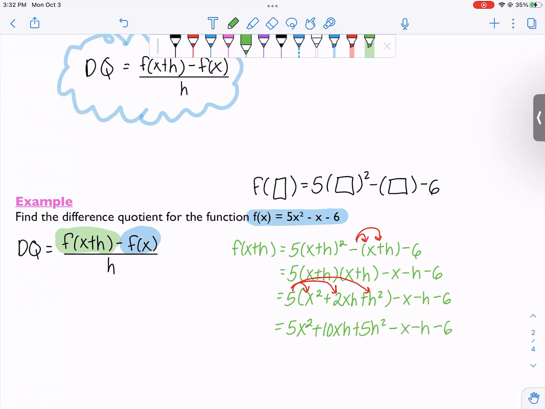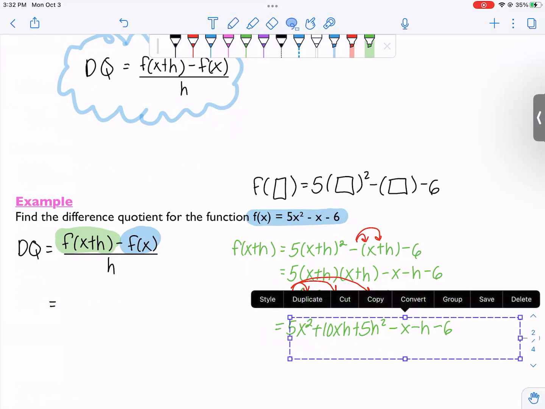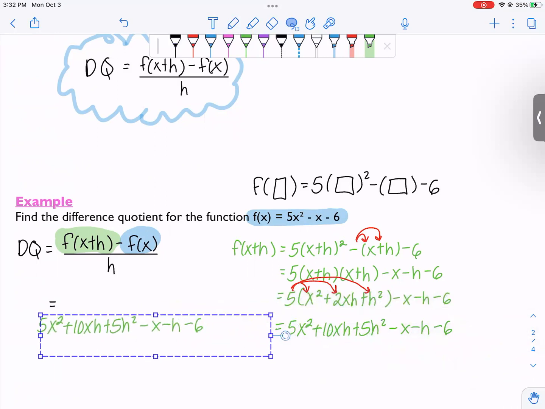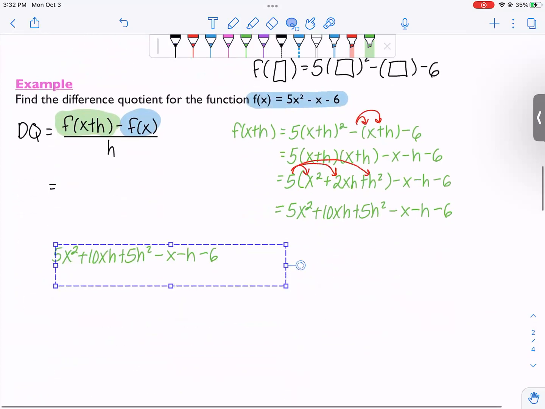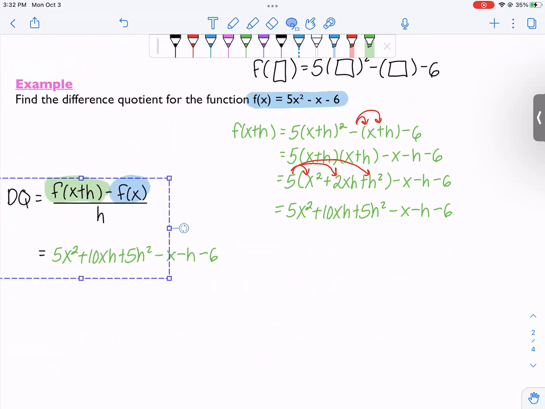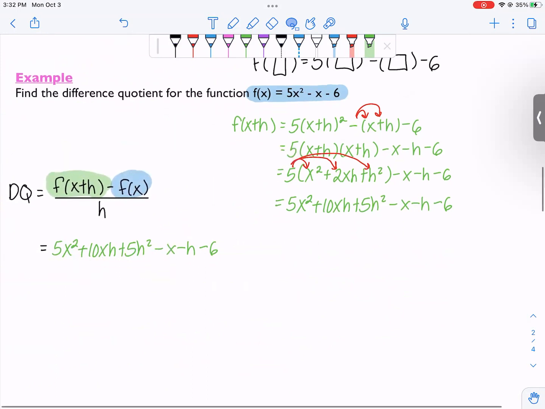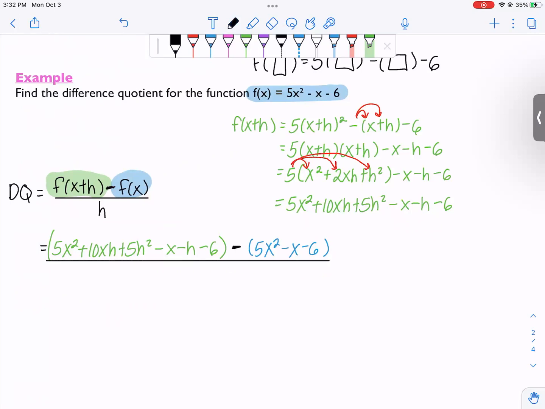Whew, okay. Nothing combines together. That's as simple as that one gets. So this is our f of x plus h. That goes right here. F of x will go here, and then we'll just simplify. So I'm taking this whole thing here, duplicating it. In fact, I'm going to need to pull everything down because it's going to get crowded. So this right here is f of x plus h. This minus is this minus. F of x is 5x squared, make sure you use parentheses, minus x minus 6, all divided by h.